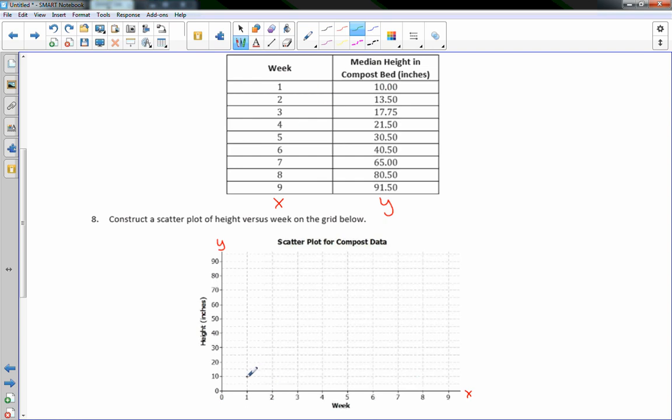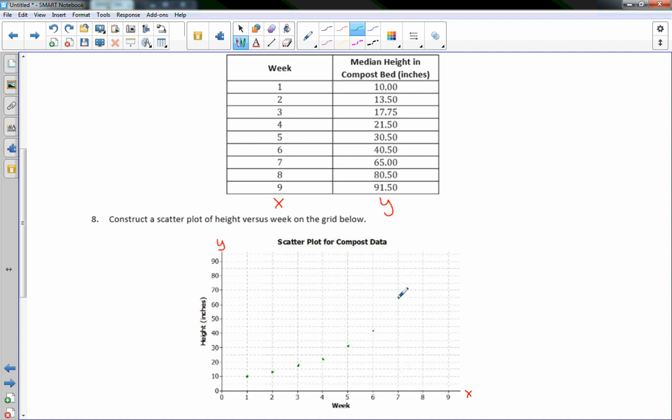1, 10 is right here. 2, 13.5, here's 15, 13.5 is about there. 3, 17.75 is a little more than 15, halfway between 15 and 20. And 4, 21.5 would be approximately here. And 5, 30.5 is here. And 6 is 40.5, so right about here. All right, and 7 is 65.